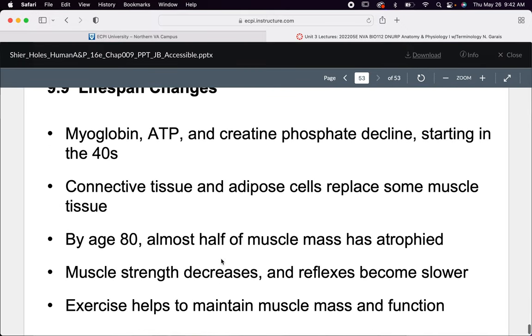So now we're at the very end. What happens when you get older? Myoglobin, ATP, and creatine phosphate all decline, and they start in your 40s. If you lead a sedentary lifestyle, it starts even earlier. So again, I'm always a walking commercial: you've got to work out because if you don't use it, you lose it. Connective tissue and adipose tissue cells replace some muscle tissue. So you get a lot of fat.